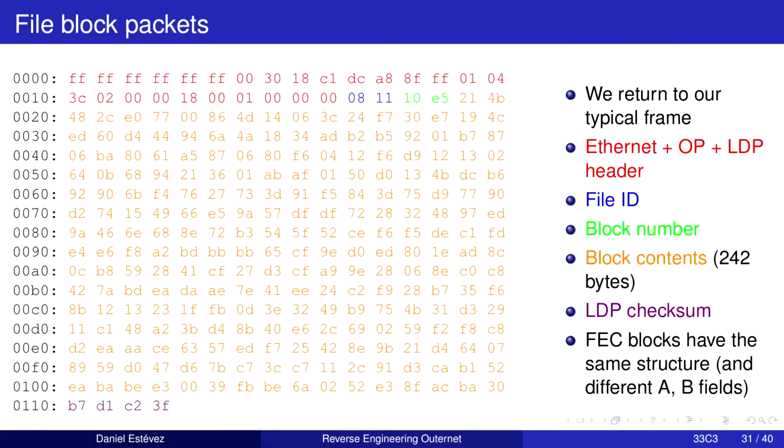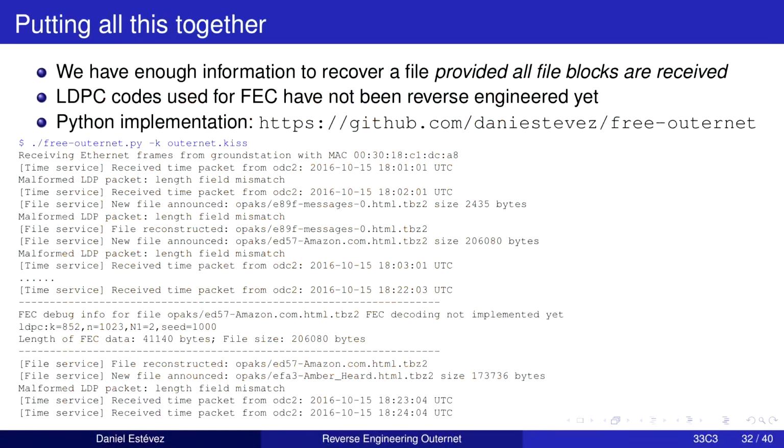So file block packets, very easy. You have in blue the file ID, in green the block number. It goes counting from 0 to whatever number, and then the block contents, 242 bytes. So that's how packets are transmitted. And once we have all of this information together, we can just go and code a Python implementation that gets the frames and recovers files.